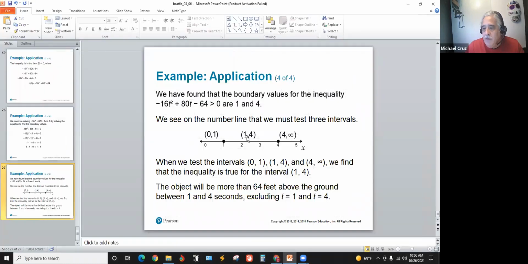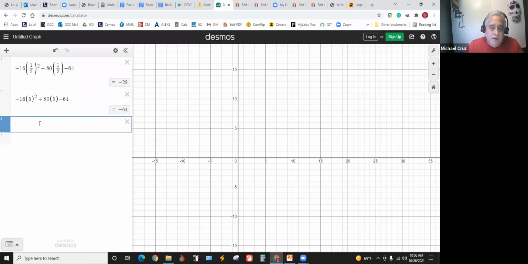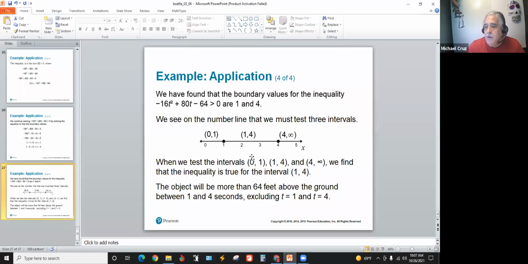All right. But if we check something in here, and we can just easily check 2, bet your bottom dollar that this is going to be positive. Now, you don't really have to go through it, see, it's 32, positive. So that tells us that that's where it's above the line, in between 1 and 4 is above the line.